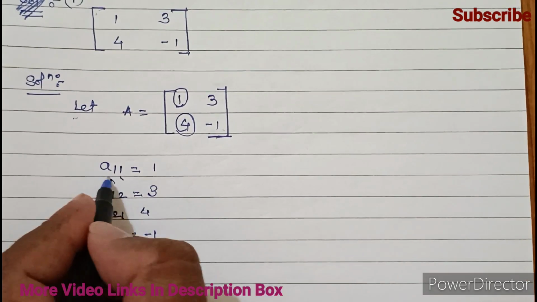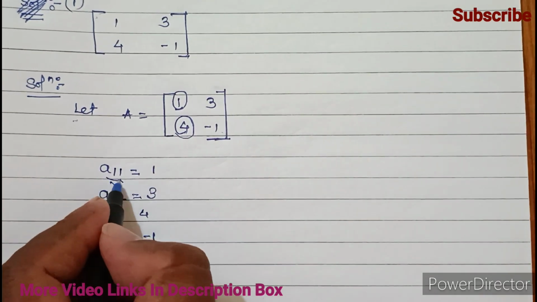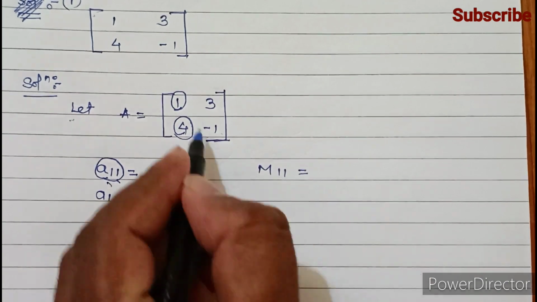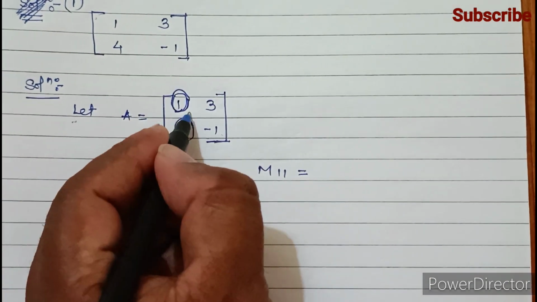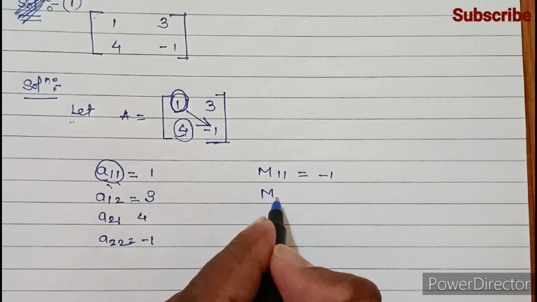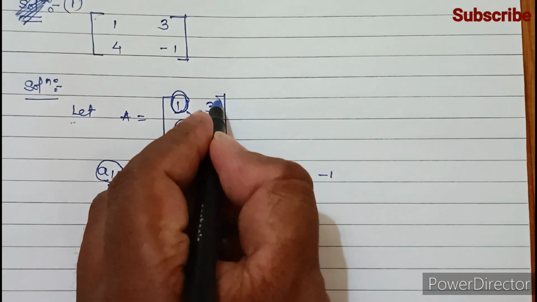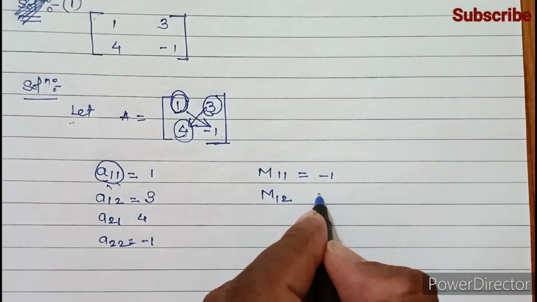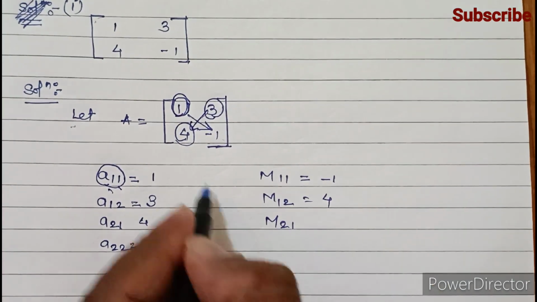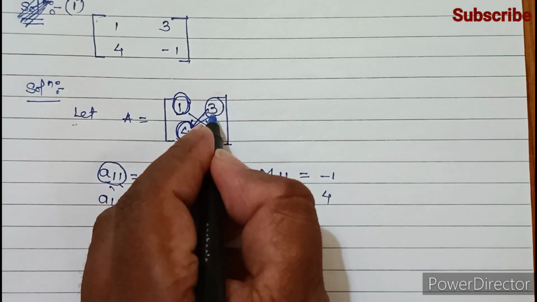Now we have to find the minor of the A11 position, that is M11, equal to the minor of this one, which is this minus 1. The minor of the 1 2 position, meaning the minor of 3, is 4, and the minor of this 2 1, meaning the minor of this 4, is 3.